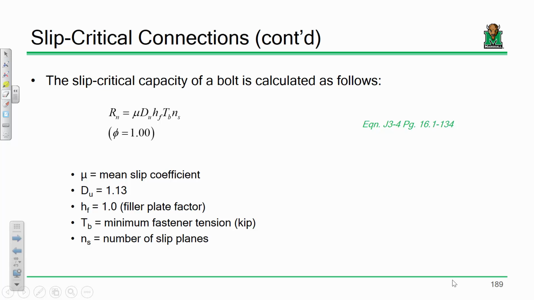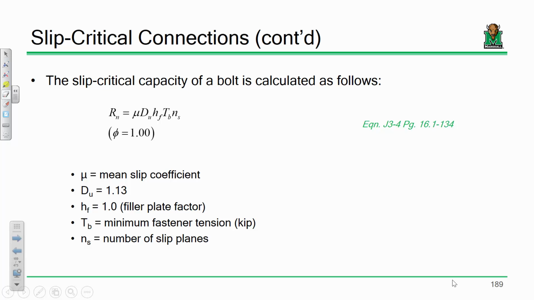The rest of the terms are just adjustments to that base expression from physics, like a filler plate factor, this D sub U factor, which we're going to talk about, and then the number of slip planes. But it all comes back to just basic physics.